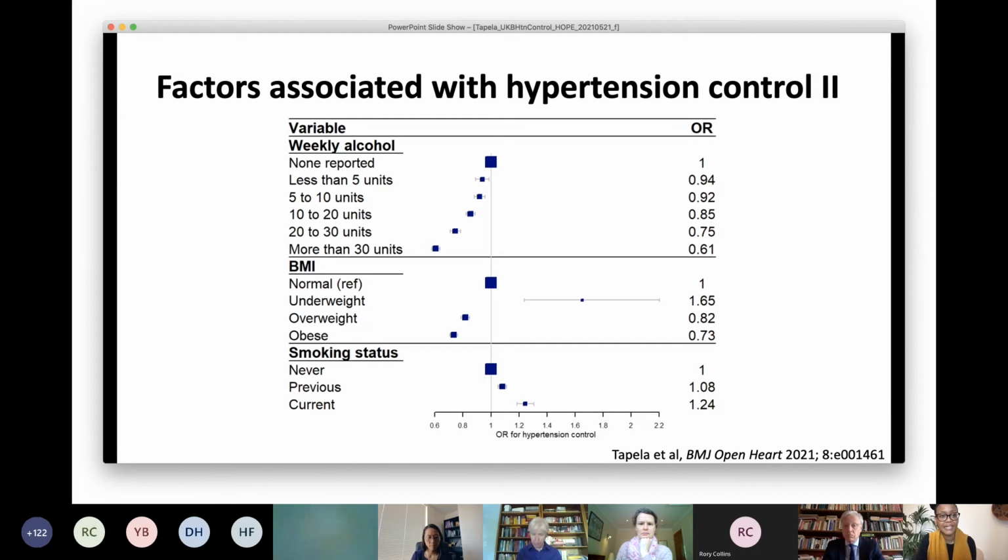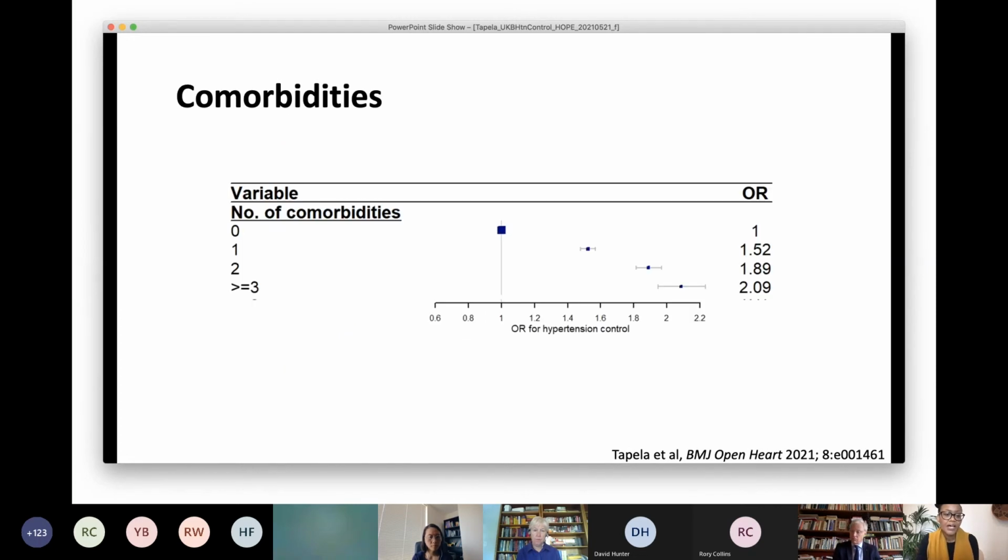For example, we found that individuals who were smokers tended to have a higher number of antihypertensive medications compared to never smokers. And similarly, the number of medications tended to be higher for those with multiple cardiovascular disease risk factors compared to those with fewer. Interestingly, the factor that was most strongly associated with hypertension control was number of comorbidities, and we had an odds ratio of 2 compared to no comorbidities.